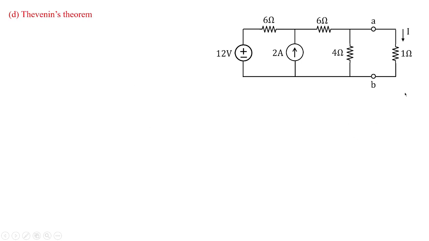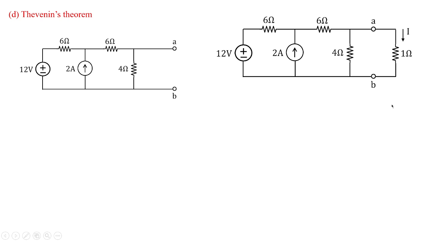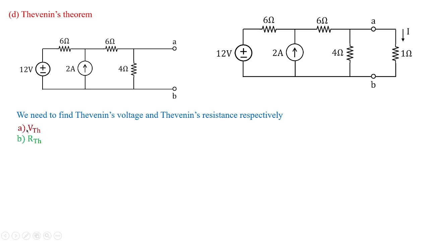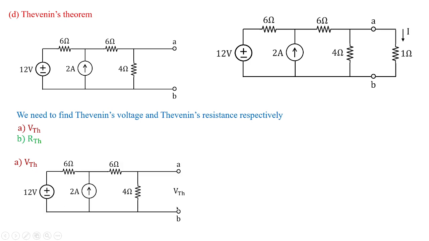Same problem, Thevenin's theorem. For this, we need to find out V Thevenin and R Thevenin. First, you remove the load, that is 1 ohm, from the main circuit, and we need to find out V Thevenin and R Thevenin. For that, what we need to do? First, we consider the V Thevenin. For this, this is the circuit we have written here, and here we have to obtain the Thevenin's voltage as the open circuit voltage across 4 ohms.